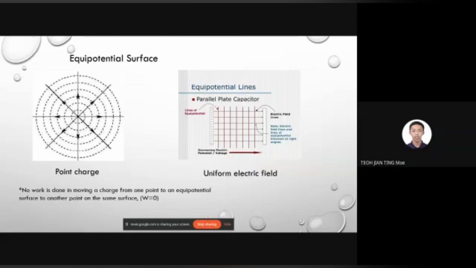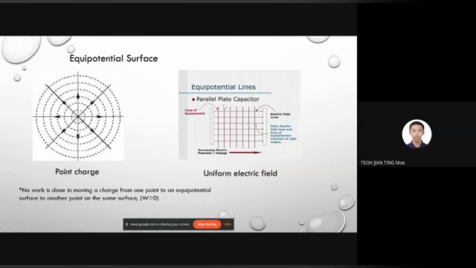If there are two points at the same distance from a point charge, in the electric field produced by the point charge, no extra work is needed to move the charge around the circle. Similarly, if there are two points on the same equipotential surface in a uniform electric field, no extra work is needed.